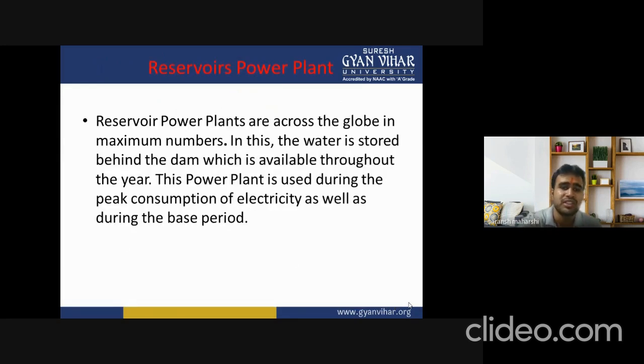Now we will discuss the reservoir power plant. Reservoir power plants are found across the globe in the maximum numbers. In this, the water is stored behind the dam, which is available throughout the year. This power plant is used during the peak consumption of electricity as well as during the base period.